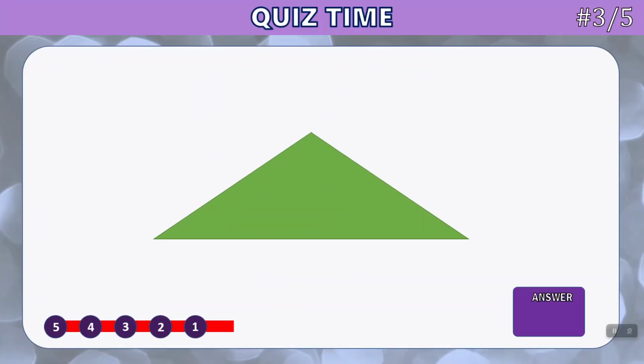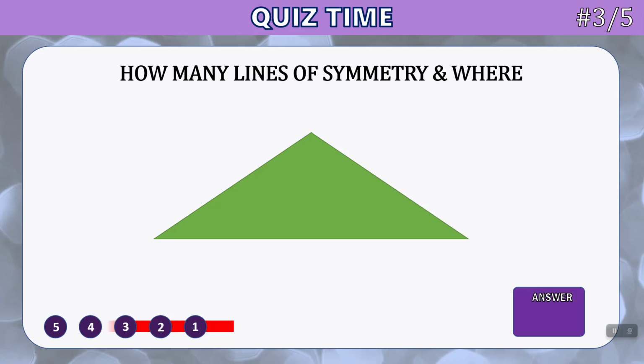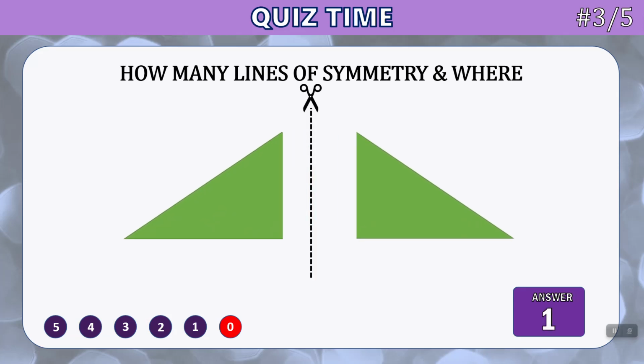Question 3. This is an isosceles triangle, which means it only has 2 equal sides. How many lines of symmetry are there? Time's up. The answer is 1. And here it is from top to bottom, 1 line of symmetry.